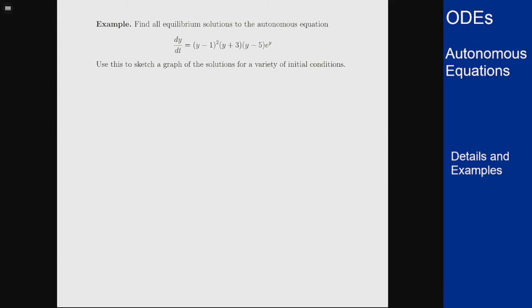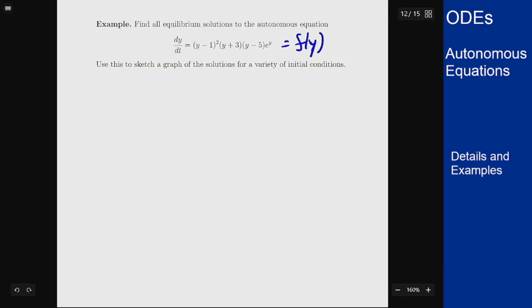In this example, we want to find all equilibrium solutions to the Thomas equation, given here, and sketch a graph of these solutions for a variety of initial conditions. So the equation we have here is (y minus 1) squared, (y plus 3), (y minus 5) times e to the y. So I want to look for where that function is 0.